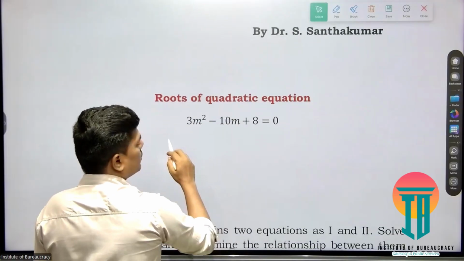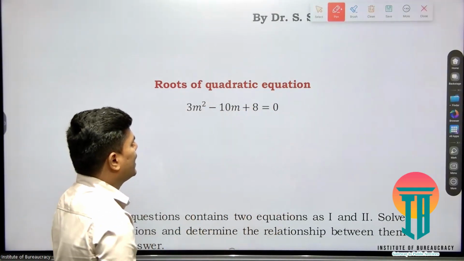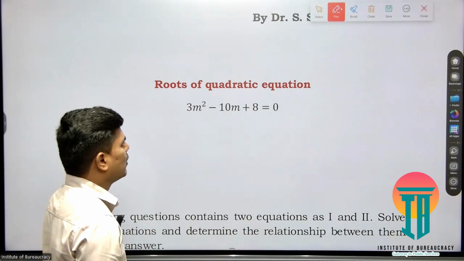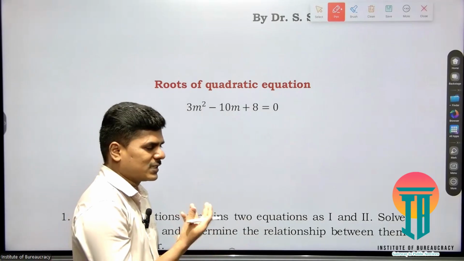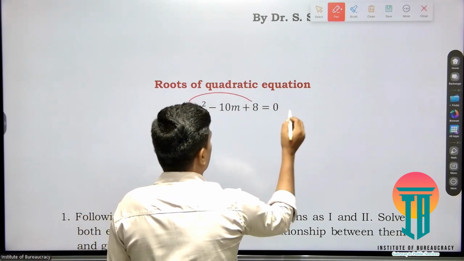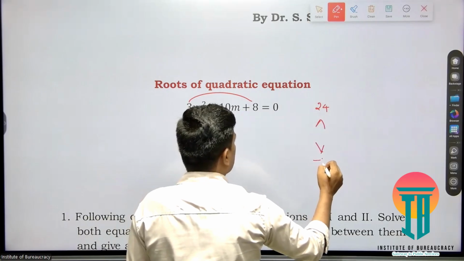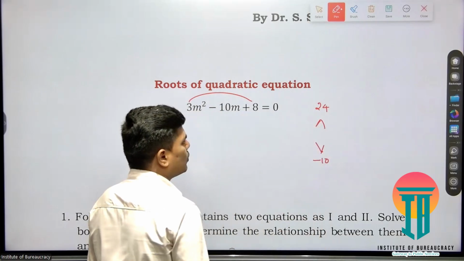So let me start with an example. I take this quadratic equation. How do you find the root? That I explained in the previous video also. You try to multiply these two numbers, you need to get 24. If you add them, you should get minus 10. But multiply them, you should get 24.